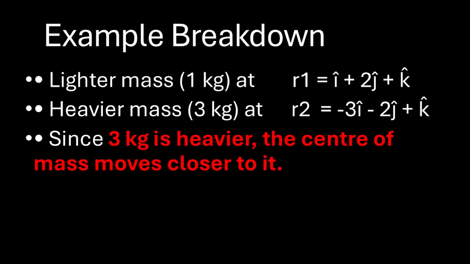So, when we consider mass 1 at r1 and mass 3 at r2, what did we derive the value of vector r com as? R com was derived to be minus 2i minus j plus k cap. Now let us try to understand the relationship between r1, r2 and r com.